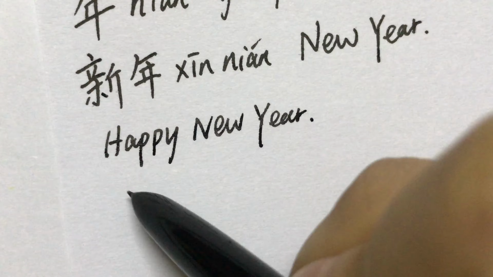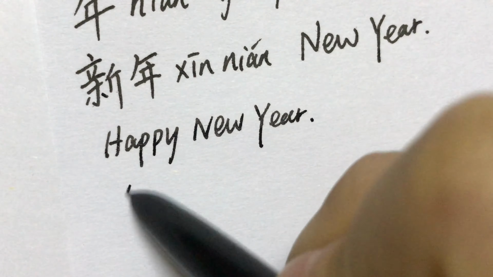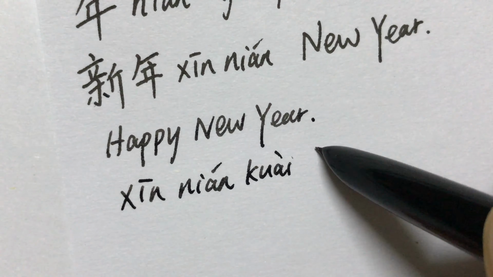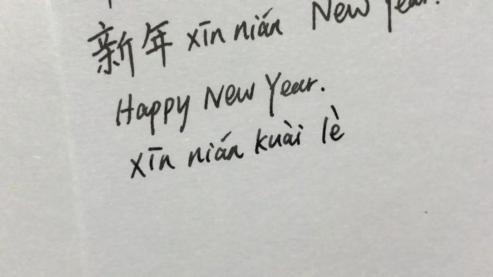nián, for example, 新年. 新年 means New Year. Happy New Year. 新年快乐。Happy New Year.